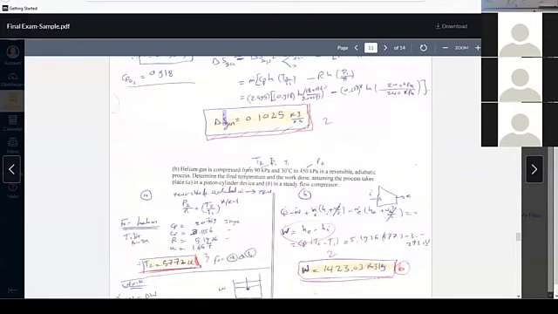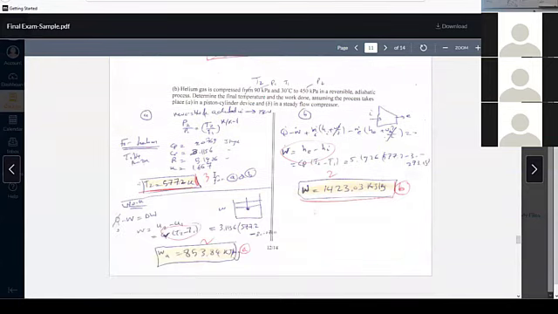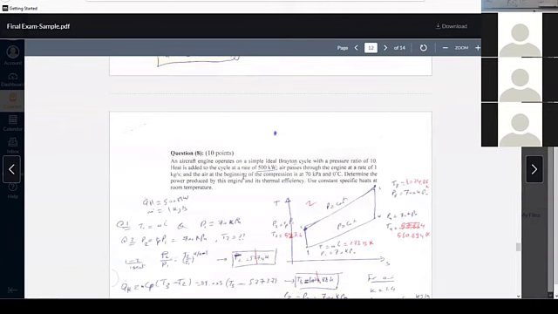The same thing, but for helium gas compressed. I think these problems are easy. You can do it yourself. I need to go. Yeah, this one is good.